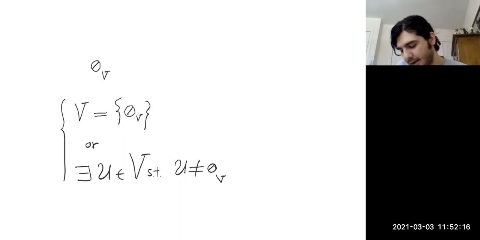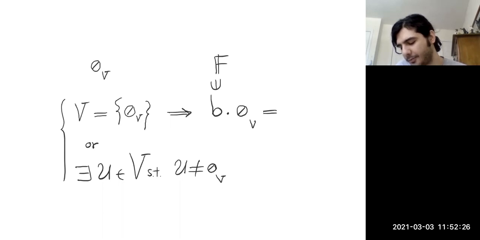In the first case, it's kind of trivial that for any element b in the field, b times the vector 0 should be 0. In the first case, it holds. Why is that?